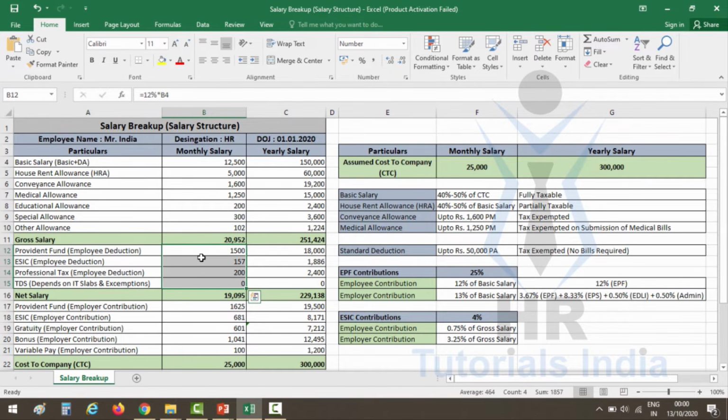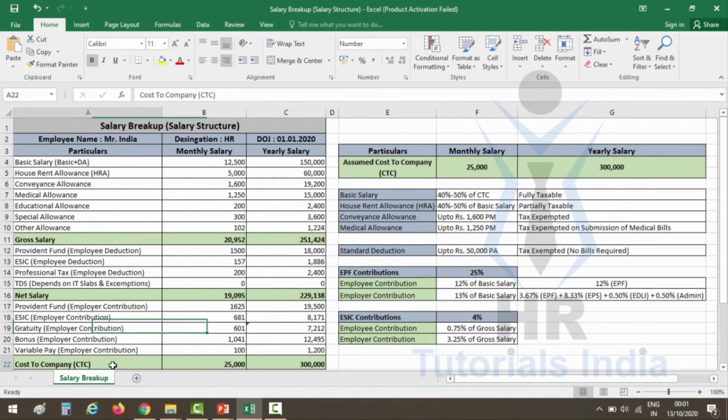Now, when we add up all the employee deductions and subtract them from gross salary, we will get net salary. See, I have put a formula B11 minus 12, 13, 14, 15. B11 is gross salary, and 12, 13, 14, 15 are employee deductions. So once I deduct employee deductions from gross salary, net salary has arrived.